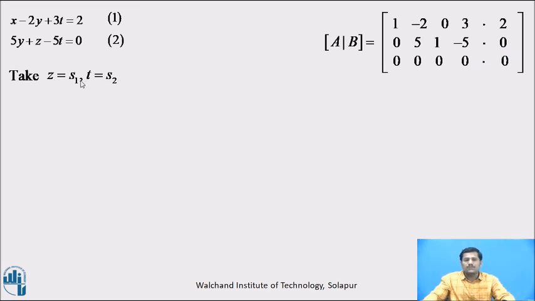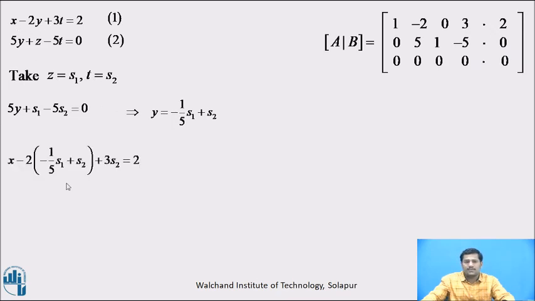After putting the values of z and t in this equation, we get the value of y as 1 by 5 S1 plus S2. Similarly, putting the values of y, z, t in equation number 1, we will get the value of x. After putting all these values, that equation will look like this, and if we solve this for x, we'll get the value of x as 2 minus 2 by 5 S1 minus S2. So these are the required values of x, y, z and t.